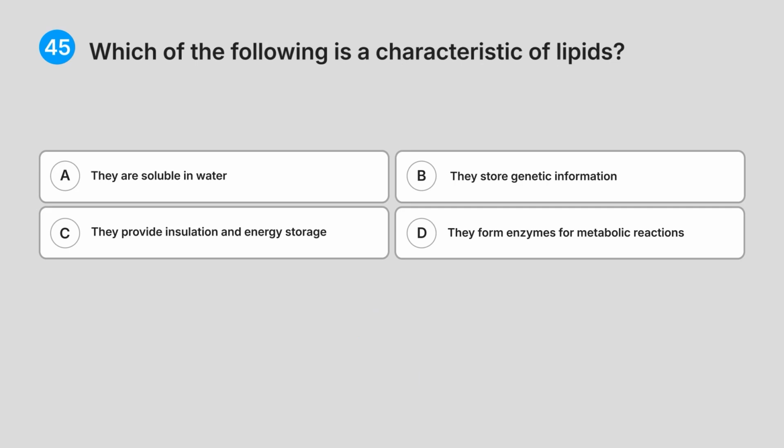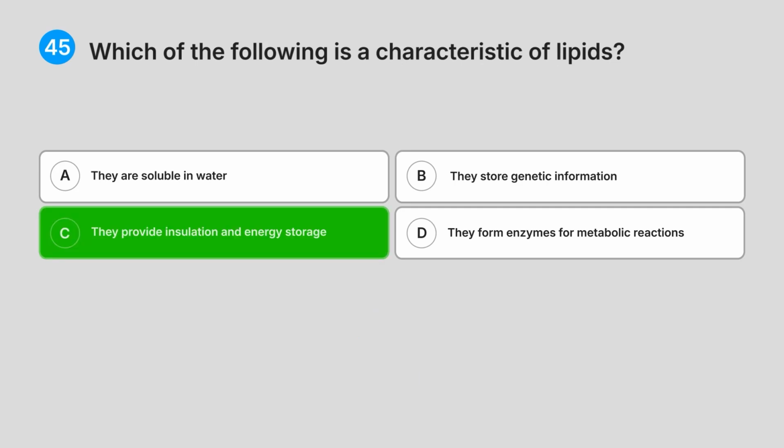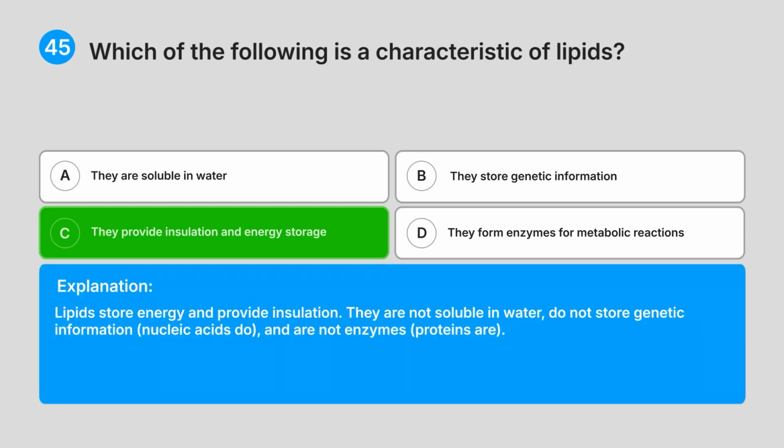Correct. Answer. C. They provide insulation and energy storage. Explanation. Lipids store energy and provide insulation. They are not soluble in water, do not store genetic information, nucleic acids do, and are not enzymes, proteins are.